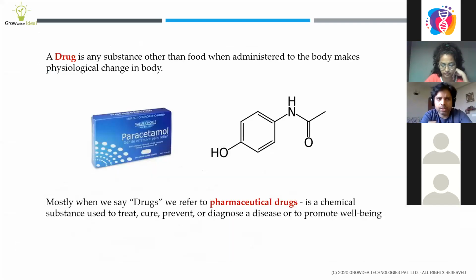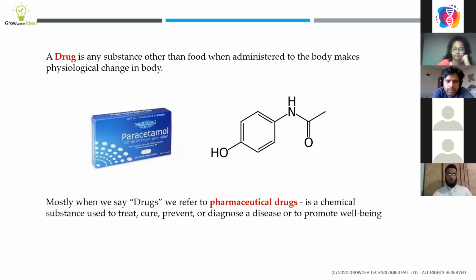So before going specifically to ligand based drug design, let's just talk about drug. When we say drug, what exactly do we refer to? One of the definitions says that a drug is any substance other than food that when it goes inside the body, it makes physiological changes. That is one of the definitions, and it's quite true for many substances. So anything which is not part of your general food and you are taking it for making some physiological change can be called a drug.